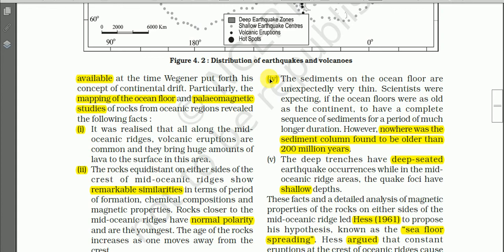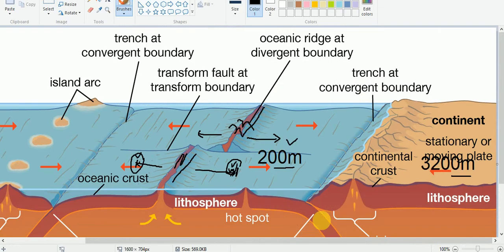And next we have fact number 4. The sediments on the ocean floor are unexpectedly very thin. Scientists were expecting, if the ocean floors were as old as the continent, to have a complete sequence of sediments for a period of much longer duration. See, another finding is that the sediments found on the ocean floor are much thinner as compared to the sediments found on the continents.